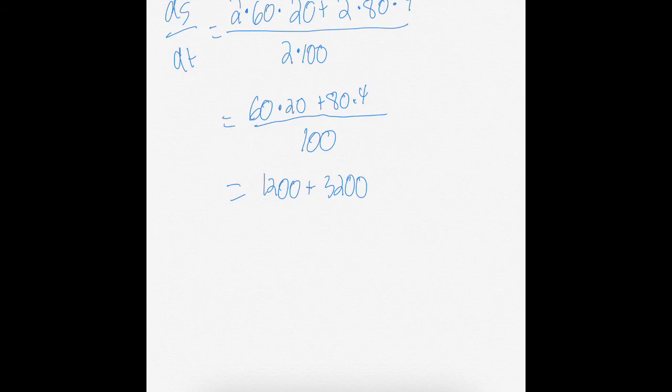Let me see, 60 times 20, that is 1,200. 80 times 4, that is 320.